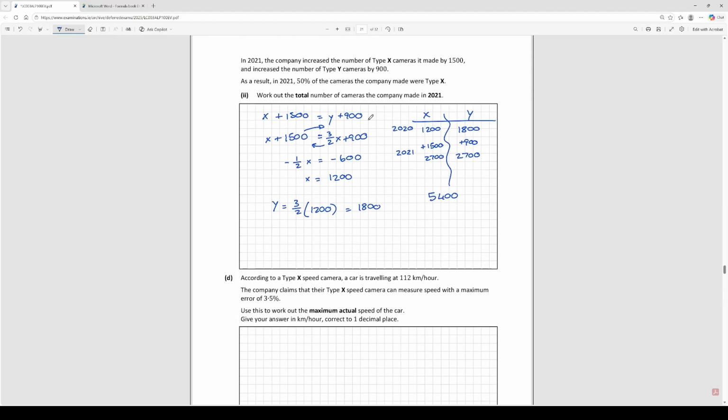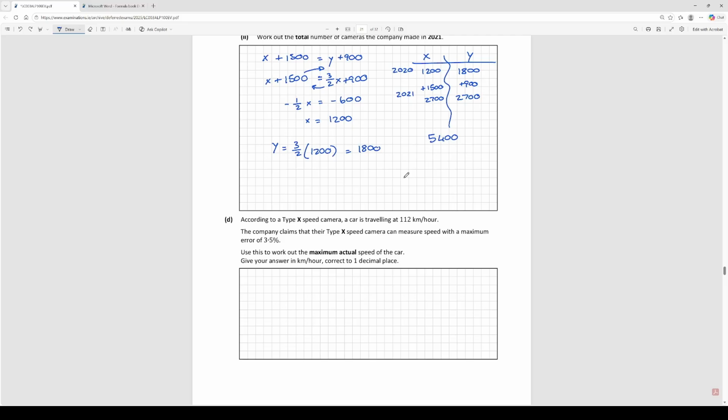Okay. And that's what the question actually asks. You want to watch out for that, because it says work out the total number of cameras made in 2021. In a question like that, I feel like you can get very bogged down as to what you're finding. Actually make sure you know what they're actually asking. The total number of cameras in 2021 was all the X and all the Y added together. So you just want to watch out for that.